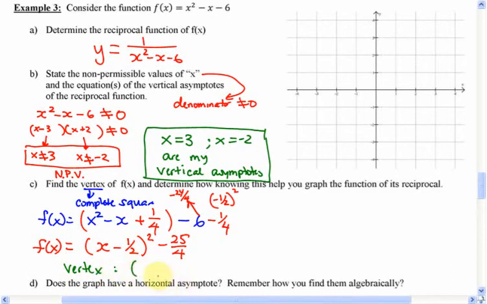What's the vertex? Oh, come on, review, dear friends. Hello. I'm going so fast. Remember, it's the opposite. So it's +1/2, but the actual y value stays the same, so that's negative. Good. Okay?